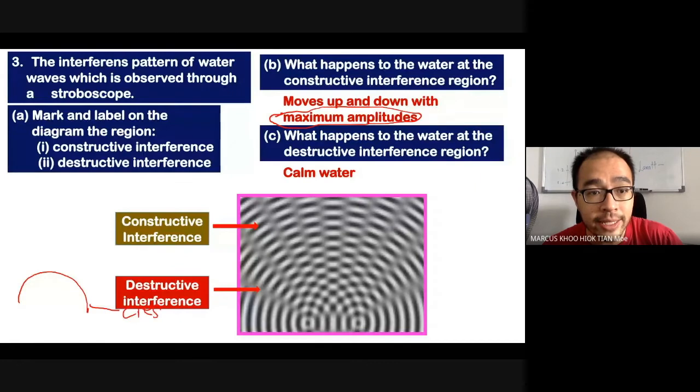This is a crest line, like this crest line. And then these dotted ones are troughs.